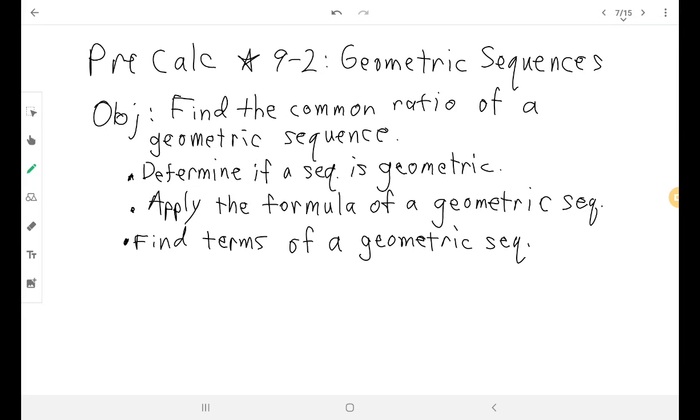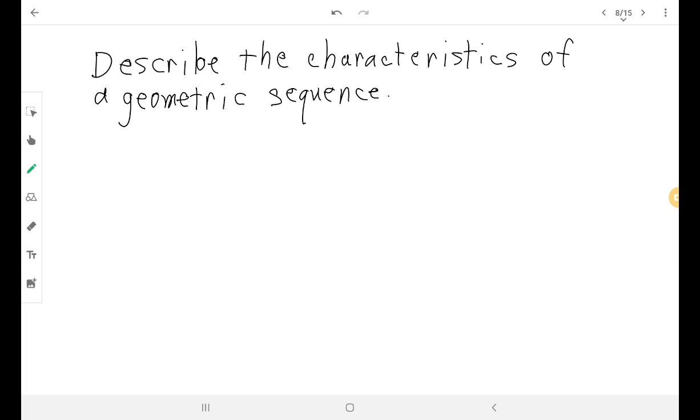Hello, PreCalc. We're going to work on Ingenuity Section 9.2, Geometric Sequences. We've got 4 objectives for this. The first is to find the common ratio of a geometric sequence. The second is to determine if a sequence is geometric, to apply the formula of a geometric sequence, and to find terms of a geometric sequence. So let's take a look at some problems to help us with that.